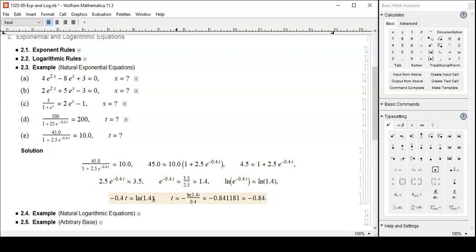T is log of 1.4. You can calculate log of 1.4 on the calculator, but I'd rather wait. I'll divide by negative 0.4 first and then punch into the calculator. I get about negative 0.84. That's the t value. So if t value is time, then about 0.84 time units ago in the past, this population was about 10.0.